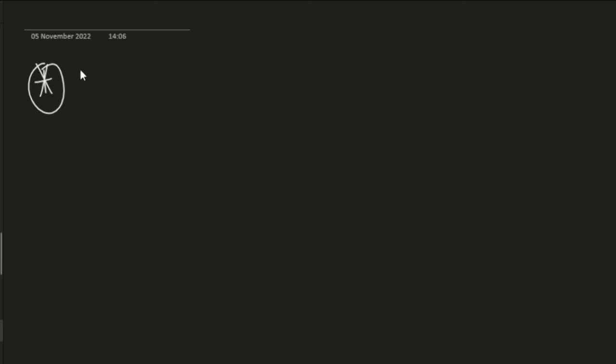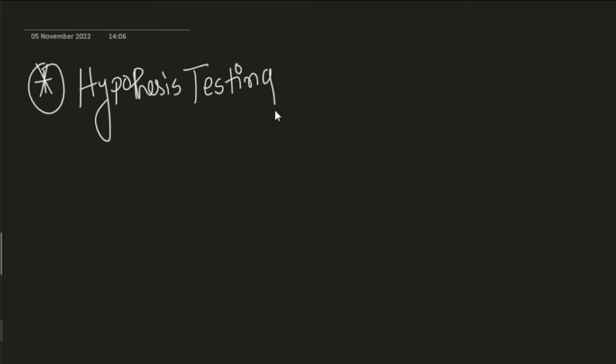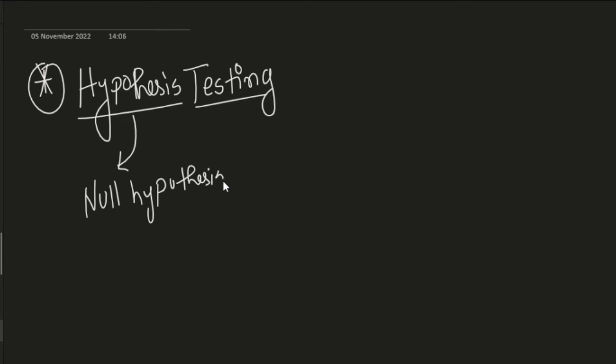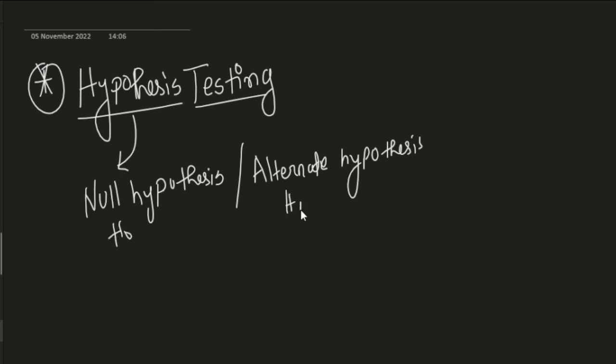So firstly, understand what hypothesis testing is. In hypothesis testing, what we usually do is try to understand what the hypothesis is, what the null hypothesis is. So there are two kinds of hypothesis. The null hypothesis is written as H naught, while the alternate hypothesis is written as H1.